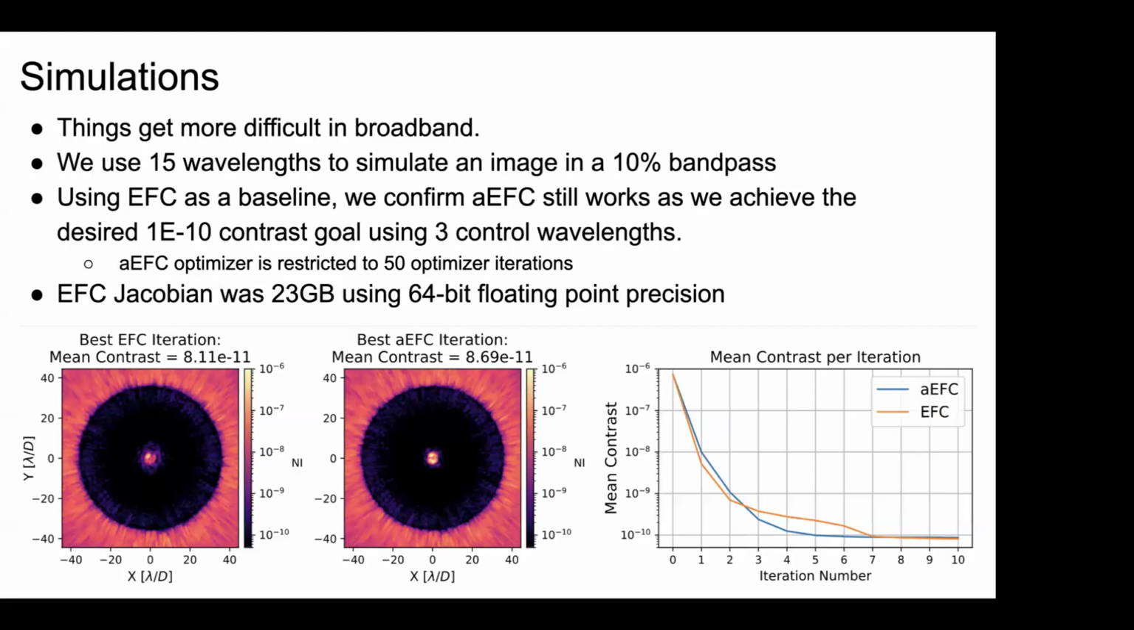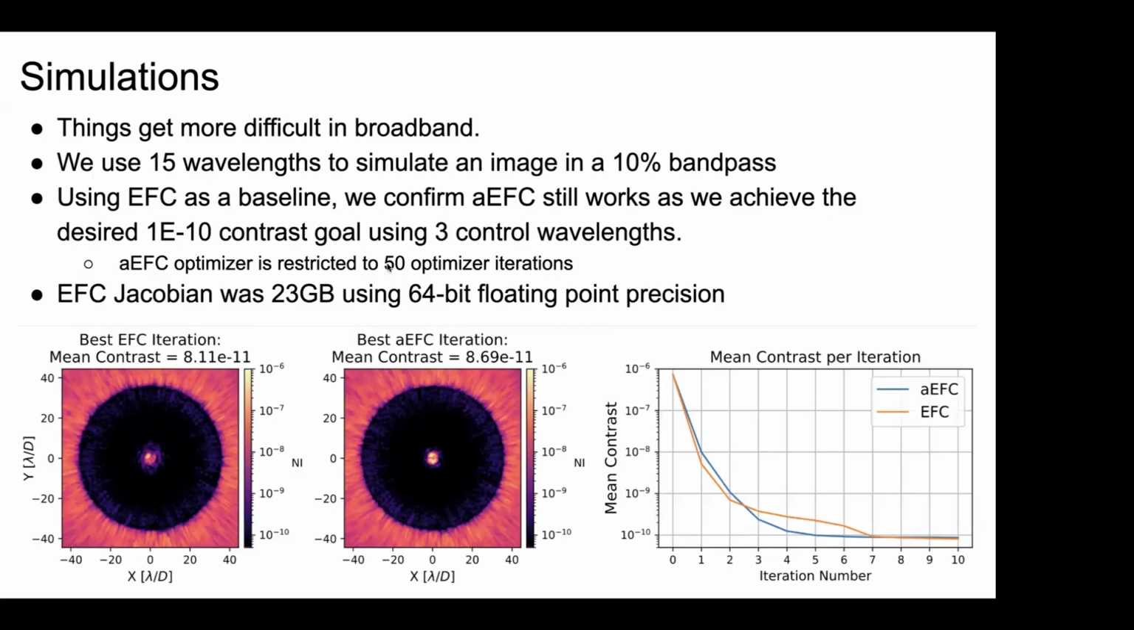So yeah, what was I saying? Oh yeah, the note is for EFC and adjoint EFC, we were using 3 control wavelengths here to span the 10% bandpass. There's a slight nuance there when you're computing the gradients. You actually compute the gradients for each control wavelength individually, and then you just sum them all up, and that's your final gradient.